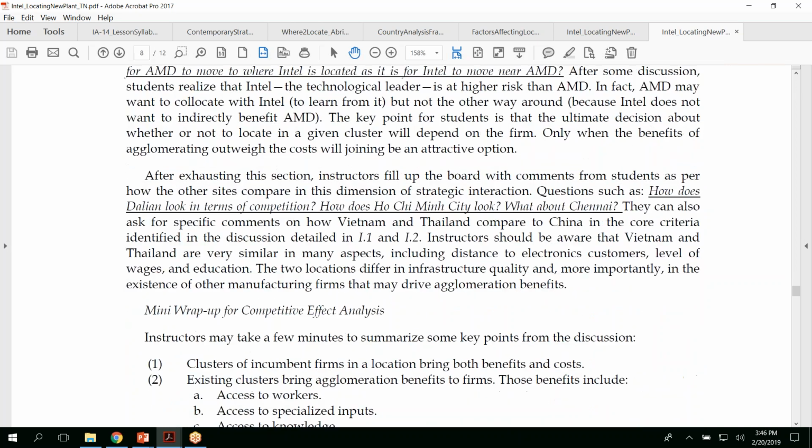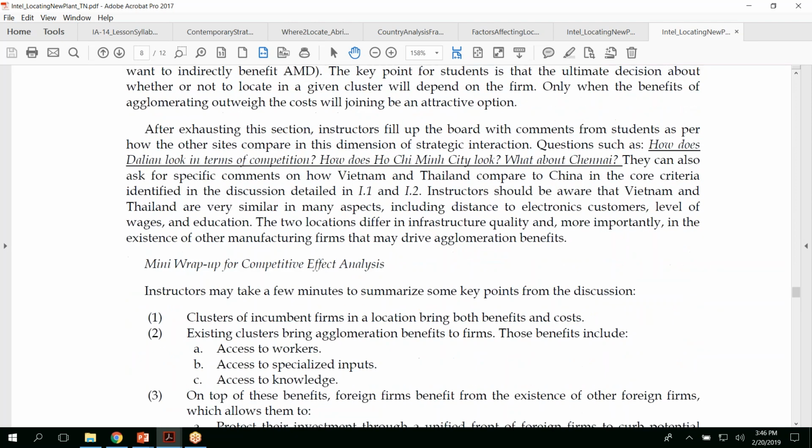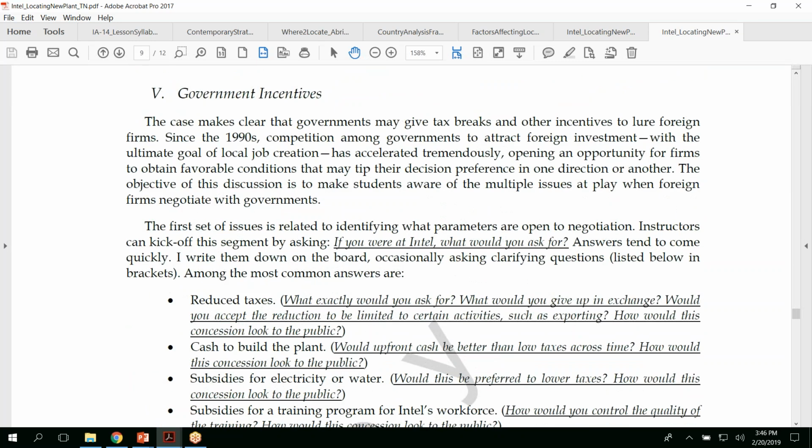So again, the best part of the teaching note might be these underlined italic questions, because I'm actually going to copy and paste those and have my own little cheat sheet of questions in front of me when I go in, if I can, right? And the last, of course, of the 4 dimensions is government incentives, right?